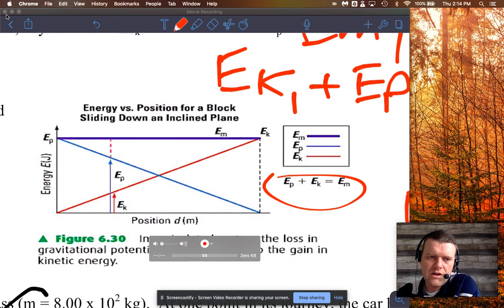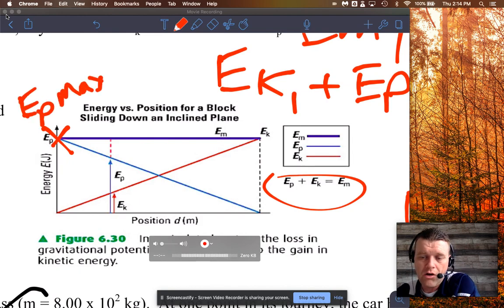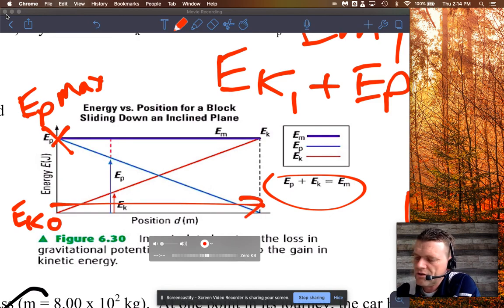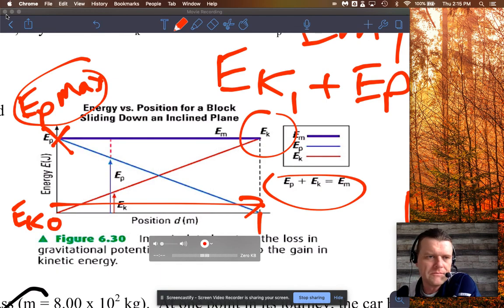But you can see that, at any given position, you start here at the beginning, you have an EP maximum. You have the maximum potential energy that you can get in the whole system, and your EK is at 0. But then they trade places as you go to the right. As you come down the hill, your potential energy decreases, because this is a graph of a block sliding down an inclined plane. This is kind of like a Cub Car. You start the Cub Car at the top of the ramp and then let it go. Well, all of the potential energy at the top becomes kinetic energy at the bottom.